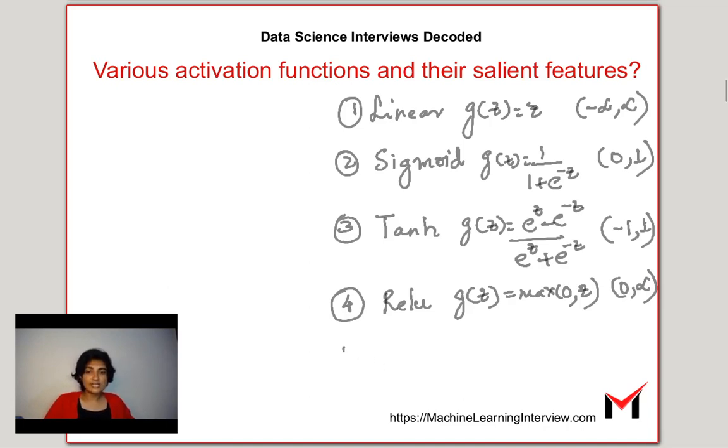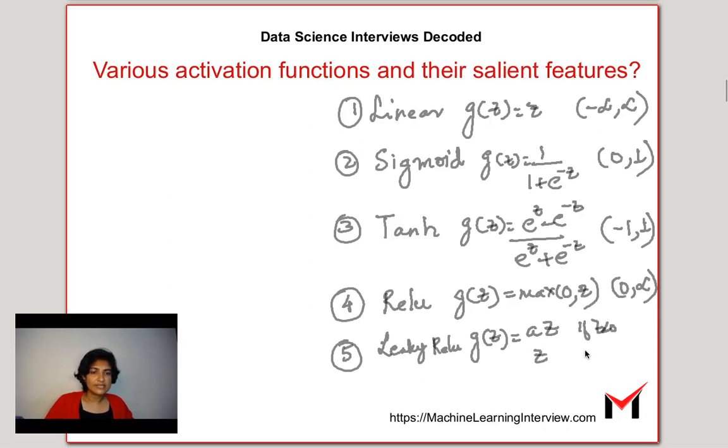So to fix that, another activation function that's popularly used is the Leaky ReLU activation function, which is defined as g of z equals some small constant a into z if z less than 0 and it is equal to z if z greater than or equal to 0. And this takes values in the range minus infinity to infinity.